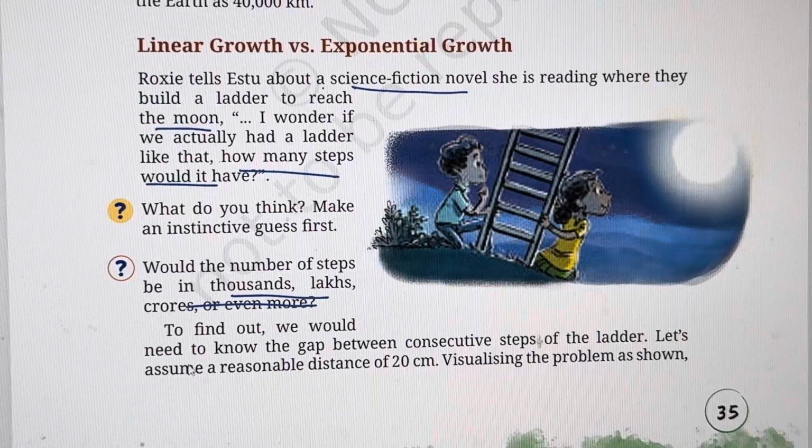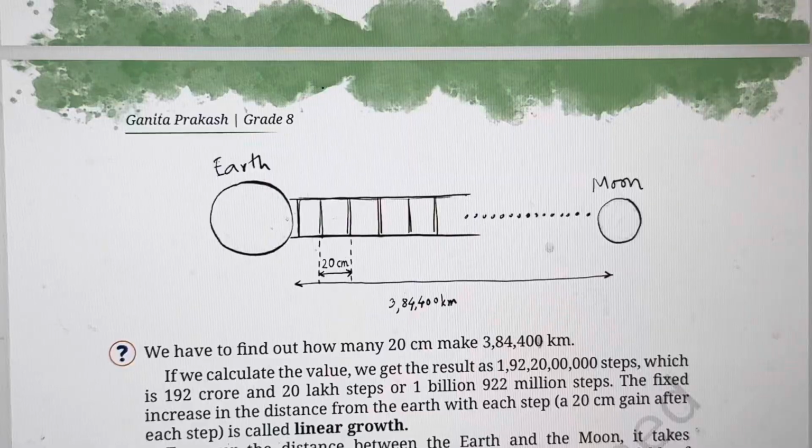Now to find out, we need to know the gap between consecutive steps of the ladder. Let's assume a reasonable distance, like 20 centimeters between two steps. Let us visualize this problem here. This is Earth and this is Moon. So 20, 20, 20 like that. It becomes 40, 60, 80, 100. So you have to cover 3,84,400 kilometers. That's the distance between Earth and the Moon. This we saw earlier also, right?